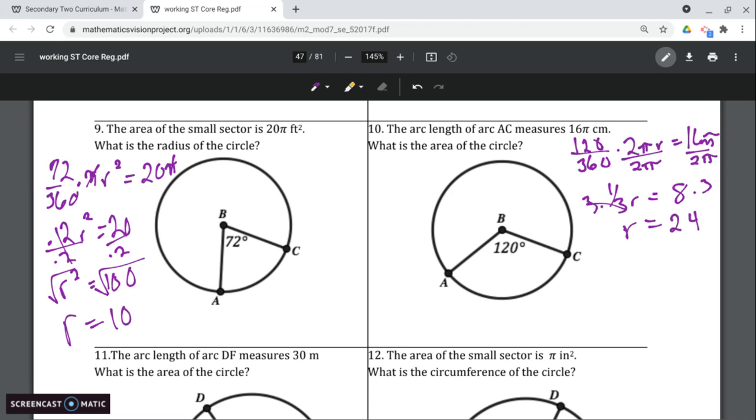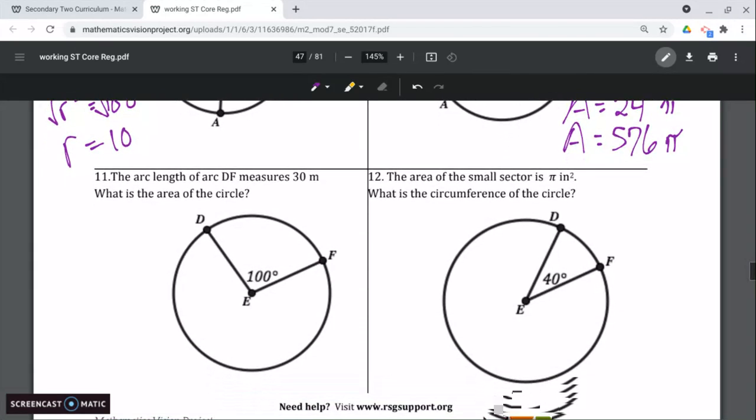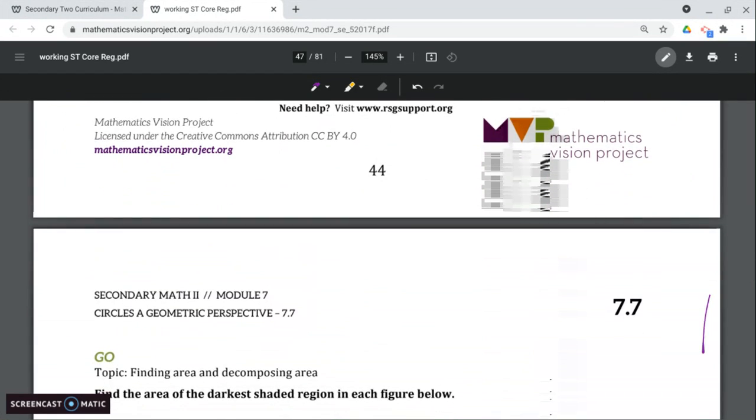Now you have to find the area of the sector, or the area of the circle, the whole circle. So you're going to have area equals 24 squared pi. 24 squared is 576, so area equals 576 pi. All right, so same idea for these. You're either going from arc length to the area of the circle, or you're given the area of the sector and you want to find the circumference. So just working those equations.